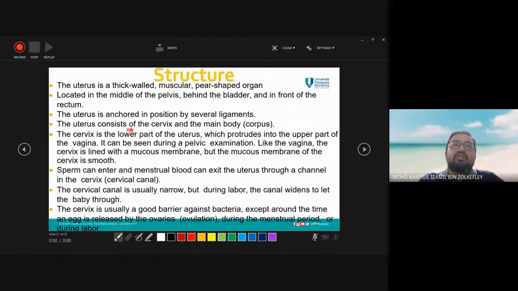The uterus consists of the cervix and the main body. We call this a corpus. The cervix is the lower part of the uterus, which protrudes into the upper part of the vagina. It can be seen during a pelvic examination. Like the vagina, the cervix is lined with a mucous membrane, but the mucous membrane of the cervix is smooth.